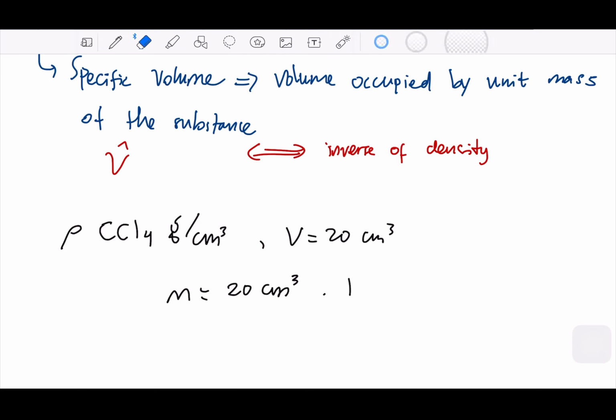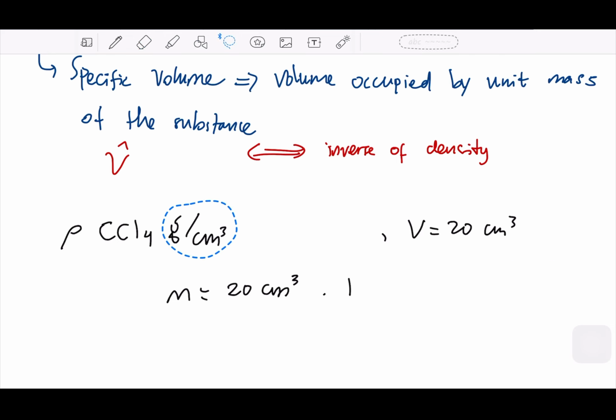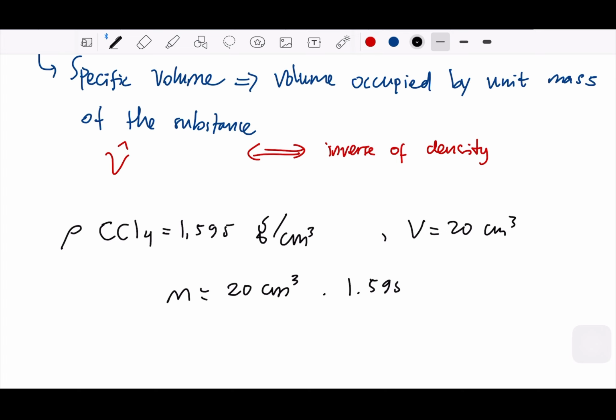Sorry, this should be... okay. So mass, and then multiply with the density, and write completely with the unit. Okay, I think it's simple enough to see that this will be 31.9 gram. But what I want to emphasize is writing these units.